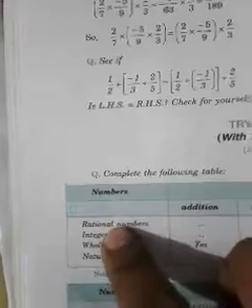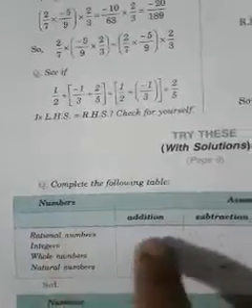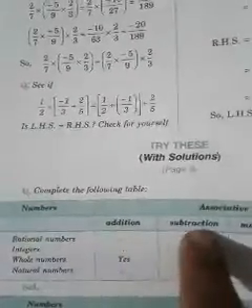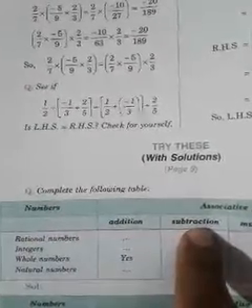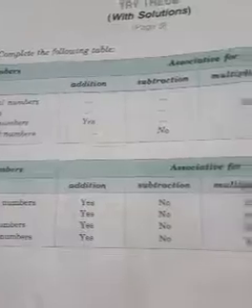Here the property name is associative. That means we found that rational numbers satisfy the associative property under addition. So here you can write yes, but rational numbers do not satisfy the associative property under subtraction. So here you have to write no, but multiplication is satisfying. So here you can write yes, but division is not satisfying. That's why it becomes no. And this is your table. See this table properly. This table is very clear, isn't it? And now you see, I'm also showing the answers, so afterwards you can check them.